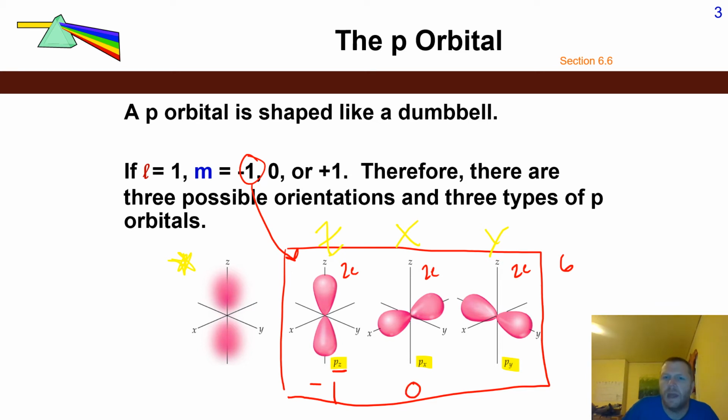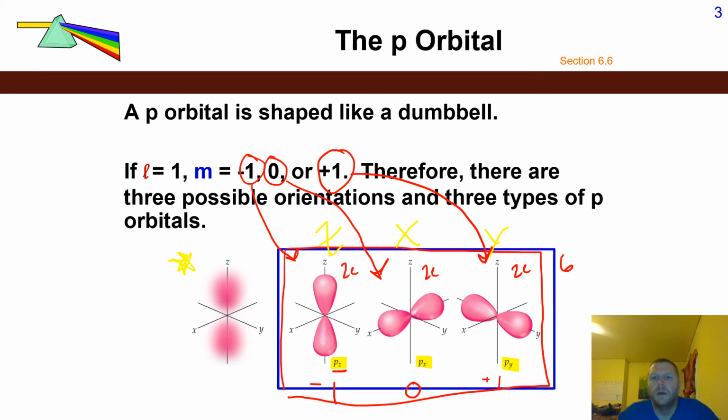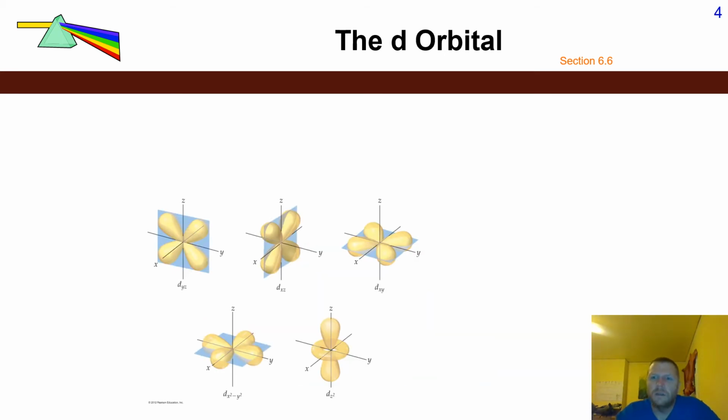Okay, your p sub x corresponds to the second. And then finally, your p sub y corresponds to that +1 value. So these 3 different positions, or these 3 different representations in 3D space, correspond to 3 different m sub L values. Okay, now the next orbital that I'd really like to talk about is the d orbital.